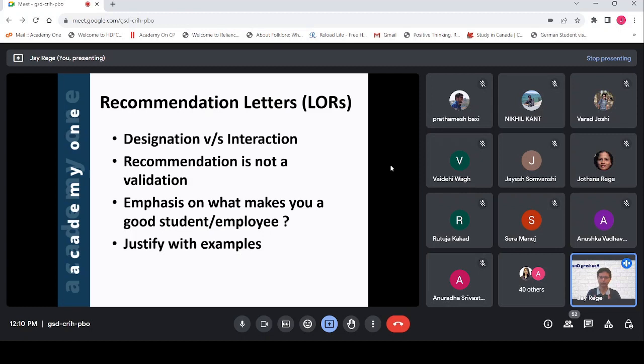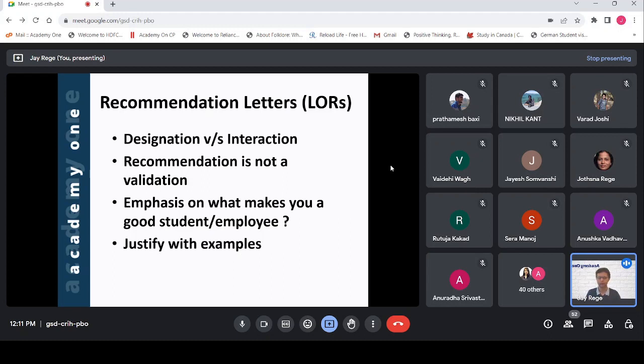Okay. Again, a recommendation is not a validation. The recommender need not talk about everything that you have done in college. Many students write about all their technical, non-technical and extracurricular activities. That is not what it is. Recommendations are more about telling the admission committee what kind of a student you are. It is not validating every point that you have written in the resume.